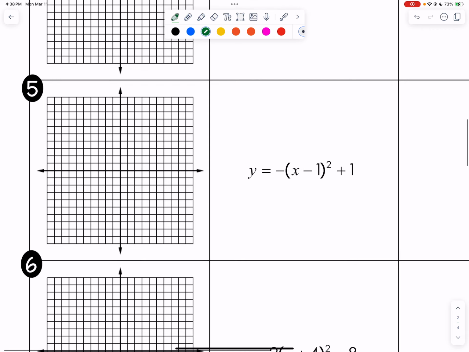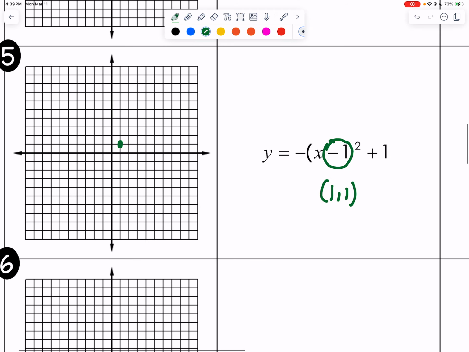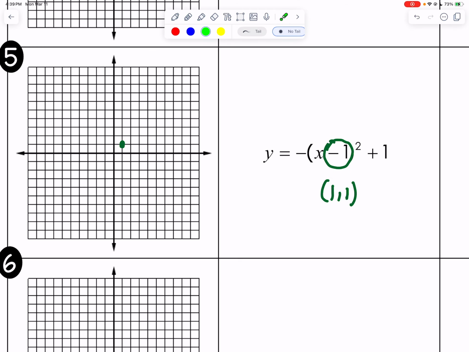What I'm going to do first is go ahead and graph this. Notice how it gives you vertex form. So you have your vertex at positive 1, positive 1. You'll also notice that you have a negative leading coefficient, so your parabola is going to be sad and it opens down.